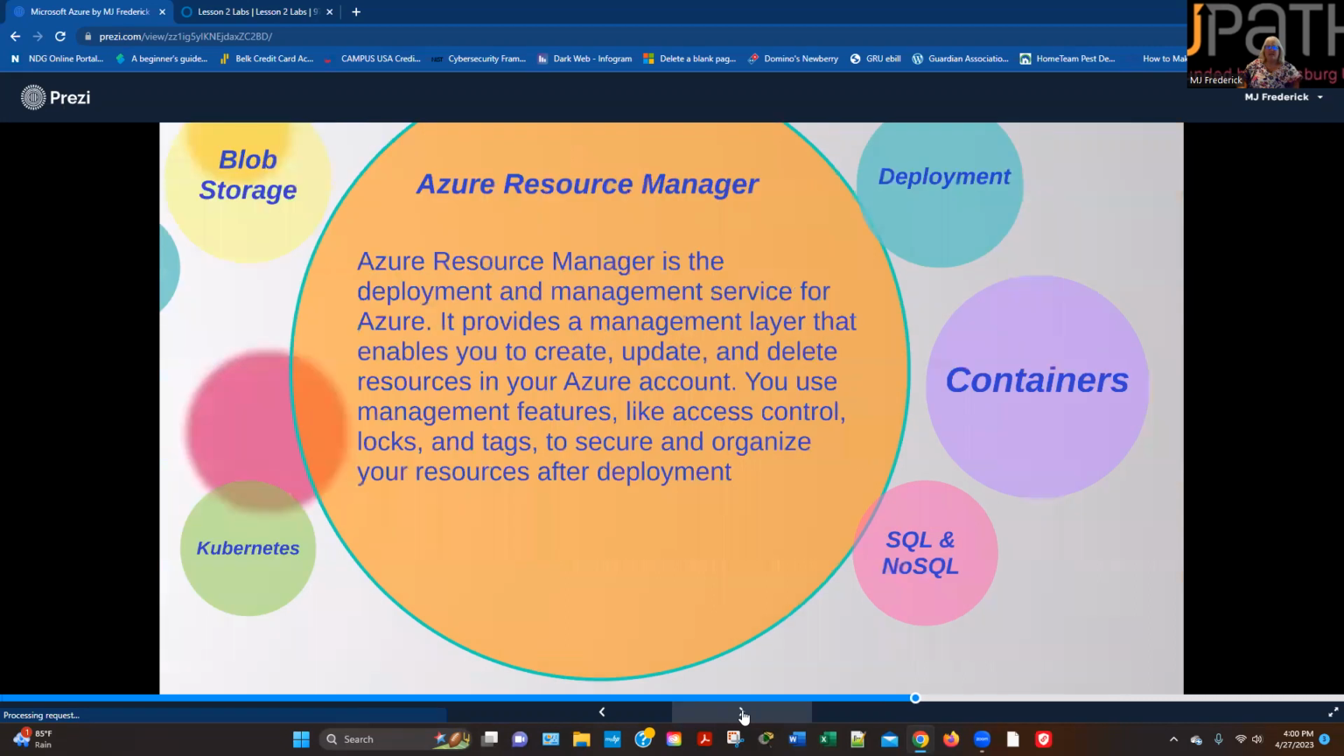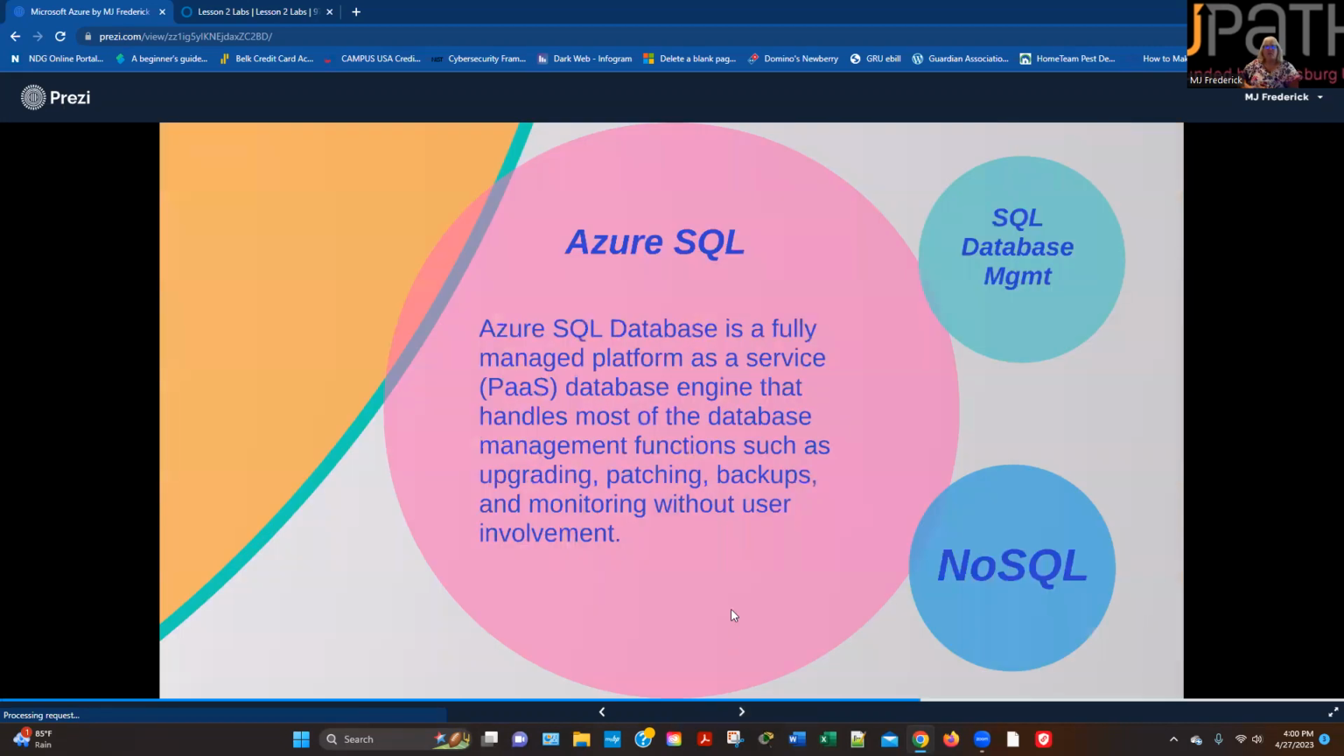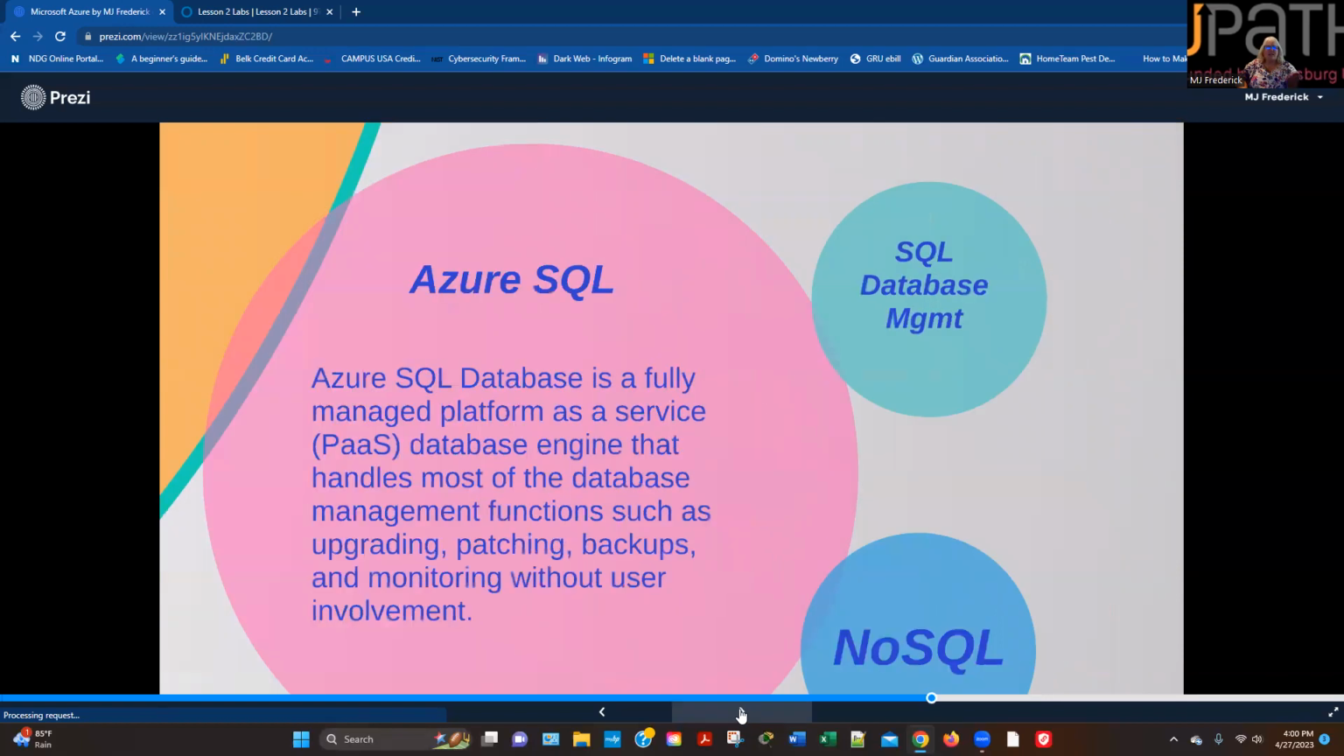Okay, I think that's getting down to Azure SQL and NoSQL. So we talked a little bit about that yesterday. Again, a SQL database is known as platform as a service, right? It's a fully managed platform. And it has your database engine that handles most of all the database management functions, such as upgrading, patching, backups, and monitoring without having to have any user involvement. So we use SQL because that's our querying language, right? Our SQL querying language. And the database is relational.